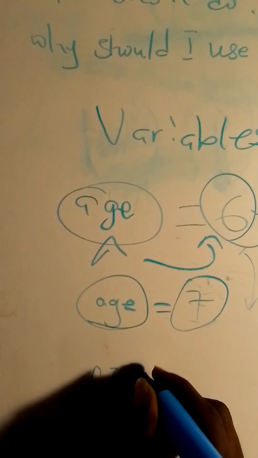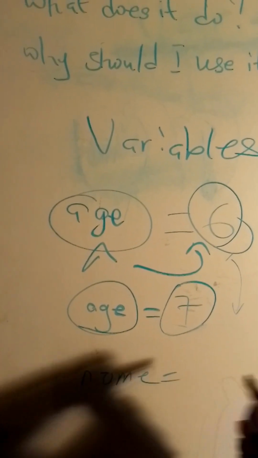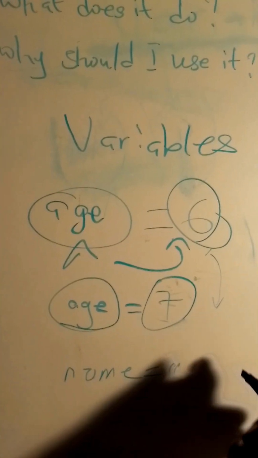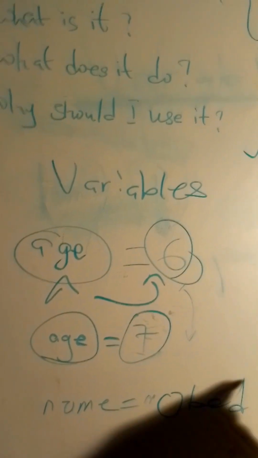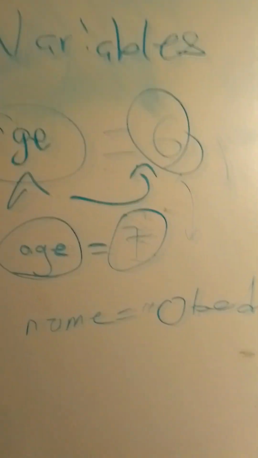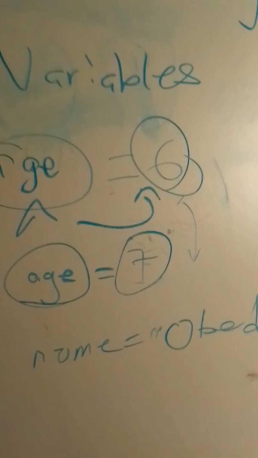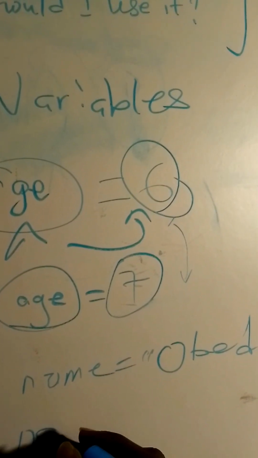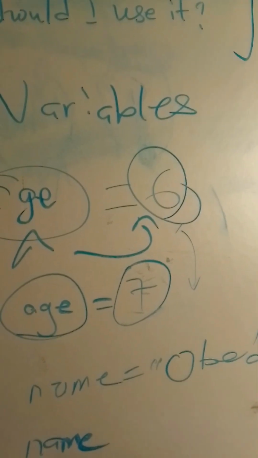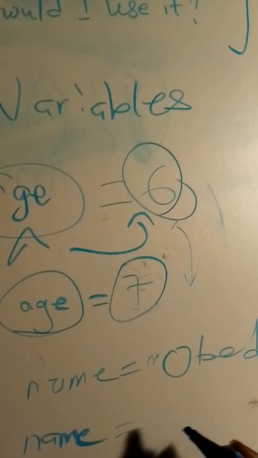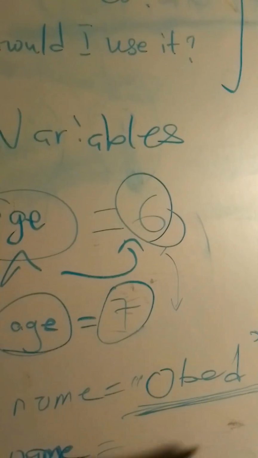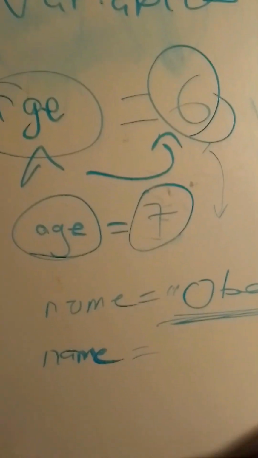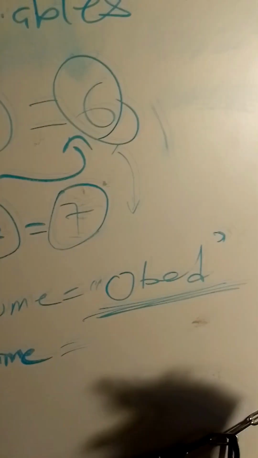And let's say we have a variable called name. Don't mind my handwriting. I have a variable called name, and it stores something like Obed. So in our program, anytime our computer sees name, it automatically knows that we are talking about this data, Obed. We don't need to specifically type Obed repeatedly anytime we are writing our program.